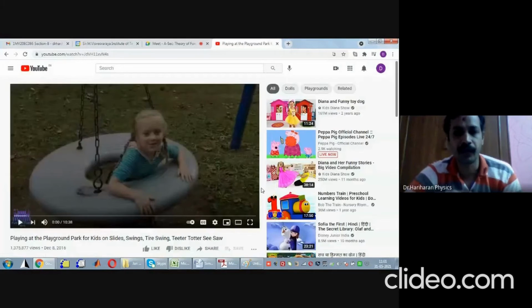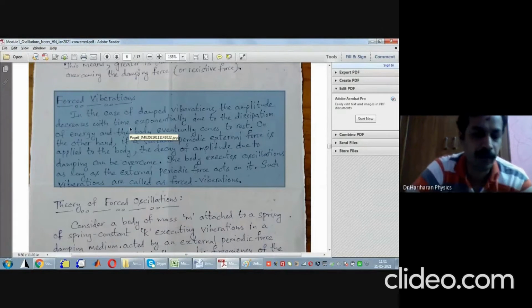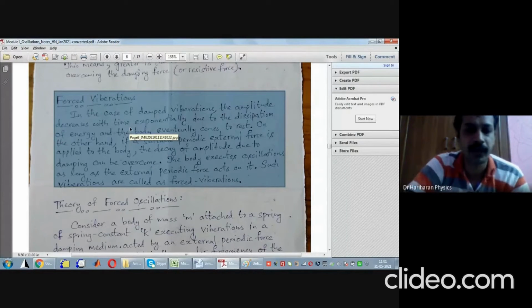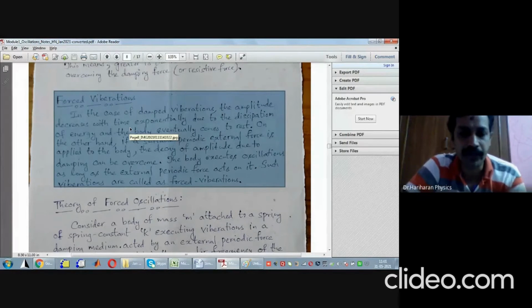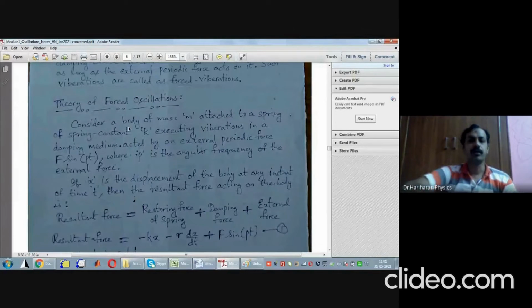Here, what we are going to see is, if the body is set into oscillation, there will be three kinds of force acting. One is the restoring force of the spring. Next is the damping force offered by the medium. And the third kind is the external periodic force that you are applying to the body. Under the action of these three forces, how does the position vary with time? That is what we are going to study. So we will now study the theory of forced vibrations.